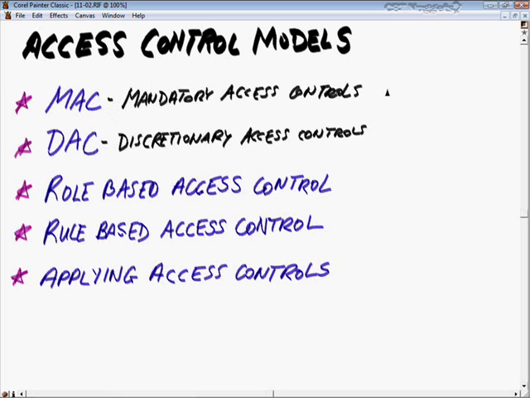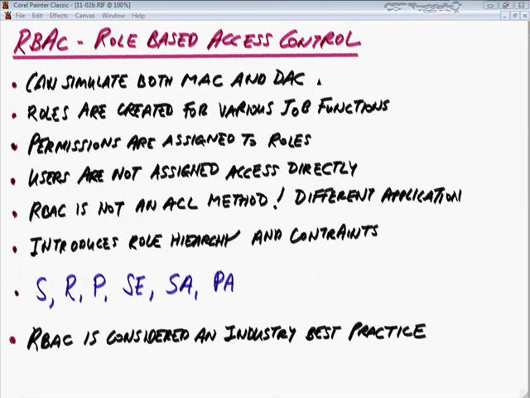Now, for a while, mandatory access controls and discretionary access controls were like the only game in town, but recently a more flexible and policy-neutral concept came about. And this is really a combination of MAC and DAC that came about in the 80s and 90s, really came on strong, and that's role-based access control. So let's break down RBAC, or role-based access control.